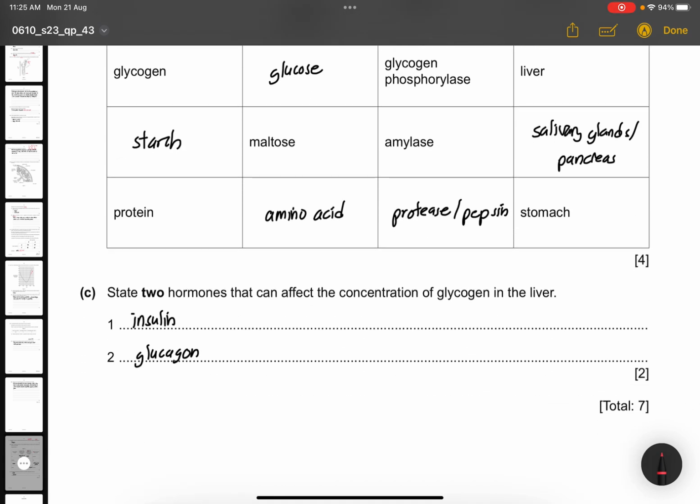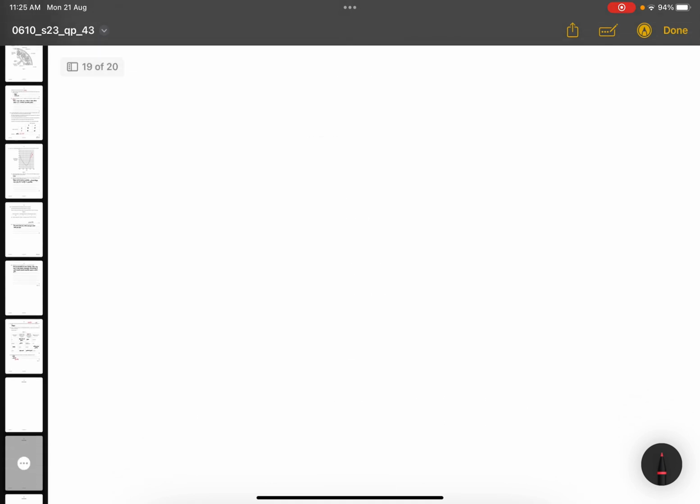Okay, part C. State 2 hormones that can affect the concentration of glycogen in the liver. So this is not thermoregulation. I mean, it's kind of like homeostasis a bit. So insulin, glucagon, or maybe adrenaline. Why adrenaline? It is because when you have an adrenaline rush, there will be an increase in the blood glucose concentration. Okay, that's all for this paper.